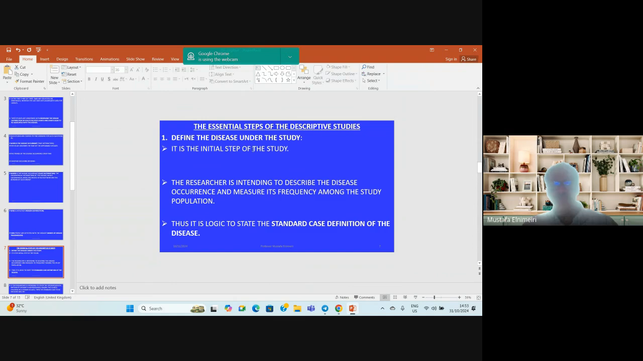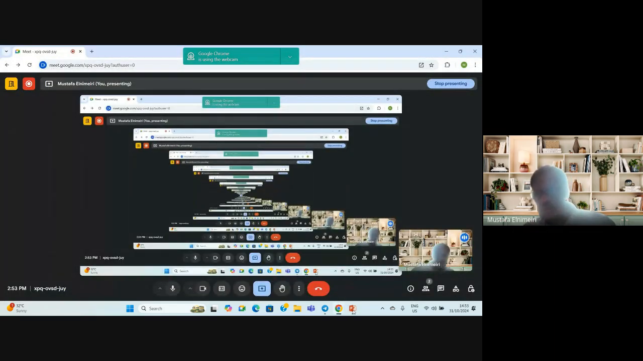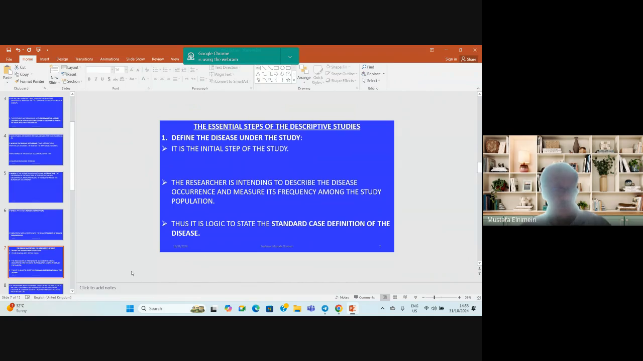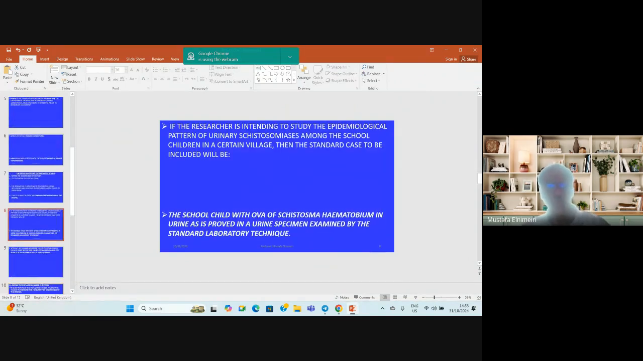The first step is that we need to define the disease under the study. This is the initial step of the study, and the researcher here is intending to describe the disease occurrence and measure its frequency among the study population. Thus, it is logical to state the standard case definition of the disease, and this is very important. Which cases are you going to include? In other words, the inclusion criteria and the exclusion criteria. This needs to be specified as the initial step of the descriptive study.